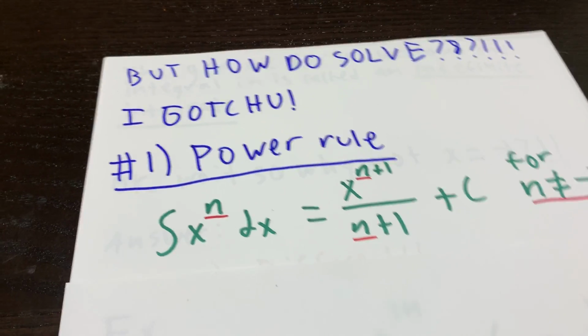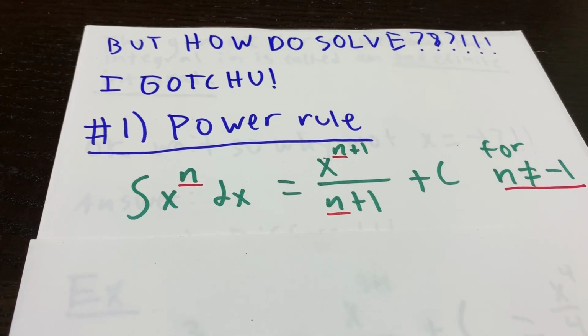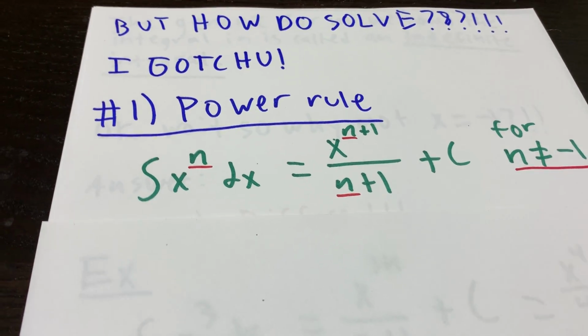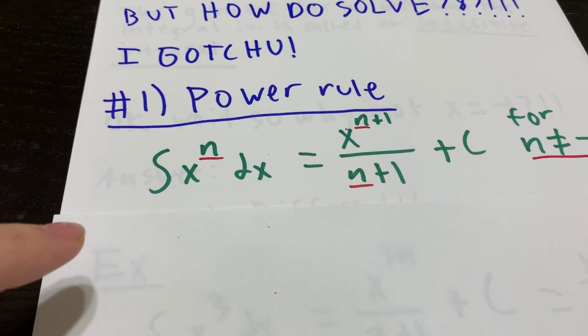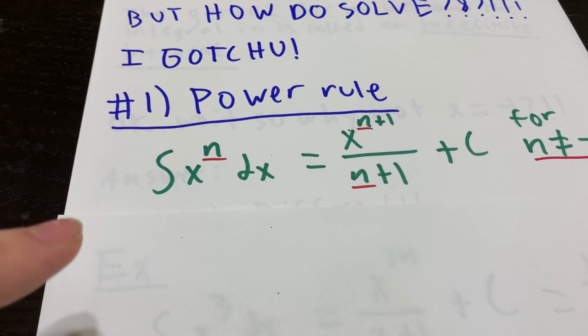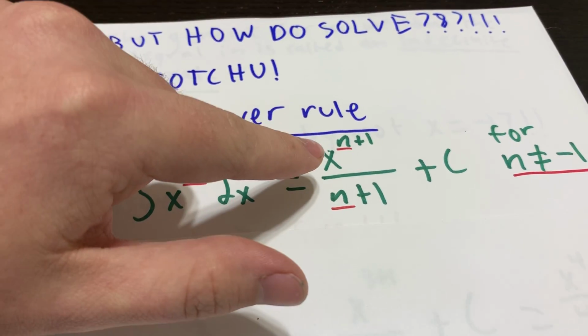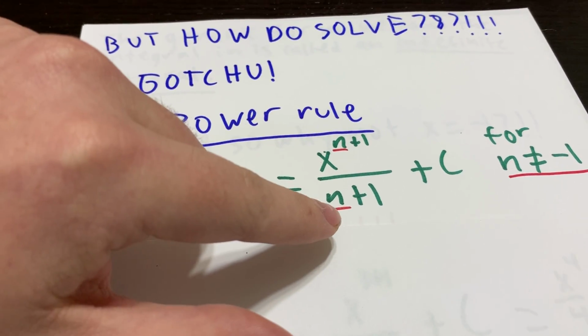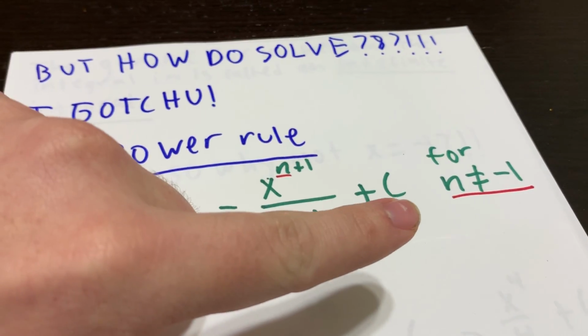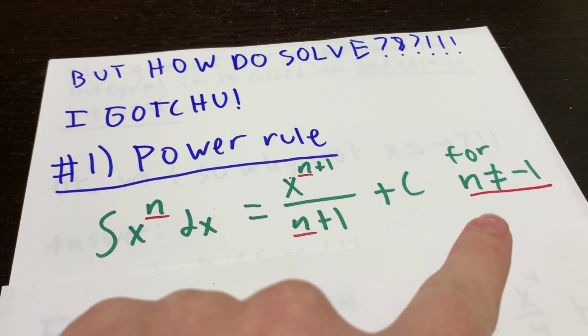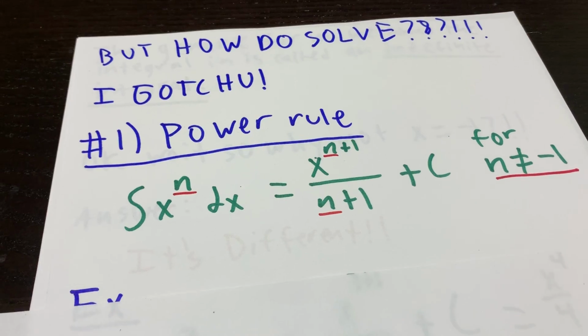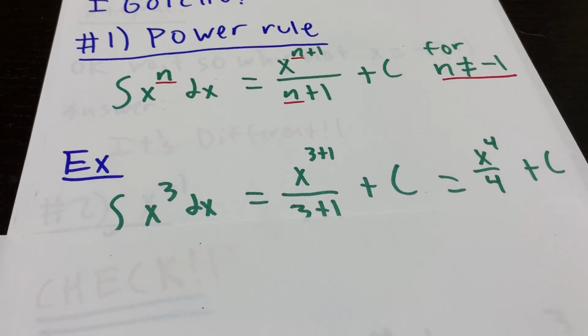The power rule is pretty similar to the power rule you learned in derivatives, but it's a little bit different. So in this case, whenever you have a function x to the n power, what you want to do is add 1 to the n, and then divide by that new n plus 1. And that gives you plus c. You want to do this for all n's not equal to -1. So what does that look like here? Let me show you.